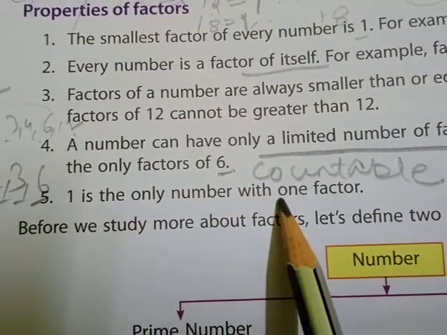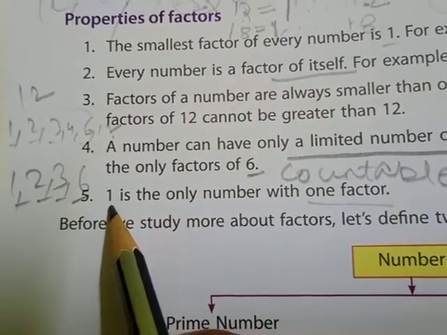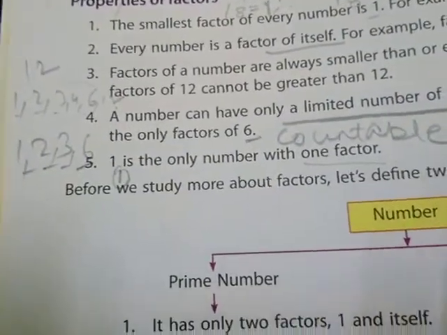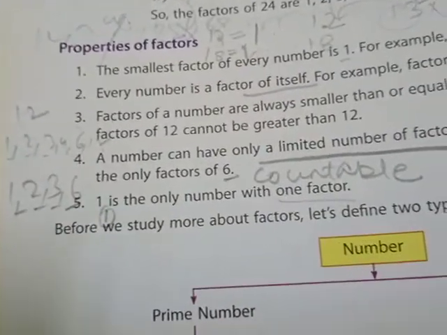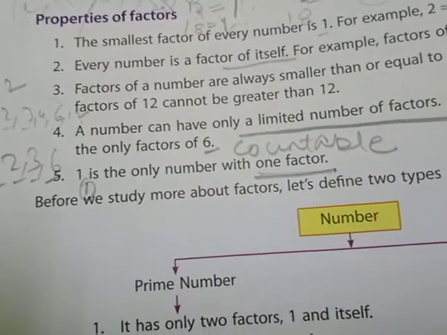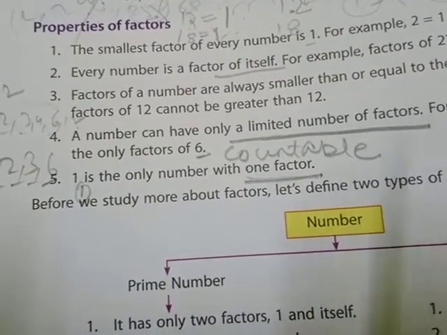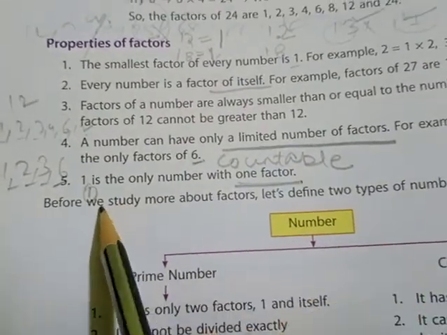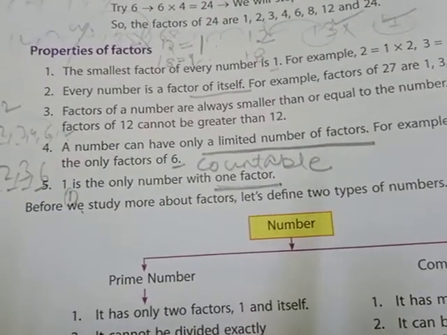1 is the only number with 1 factor. What does this mean? When we have to write the factors of 1, it has 1 factor only, 1 itself. When someone asks what are the factors of 1, what will we answer? 1 is the factor of 1. Clear? It means 1 is that number which has only 1 factor. Other than 1, some numbers have 2 factors, some have 3 factors, some have 4 factors, like that. Other numbers have different numbers of factors, but 1 is the only number which has only 1 factor. So these are the properties we have to keep in mind while studying factors.